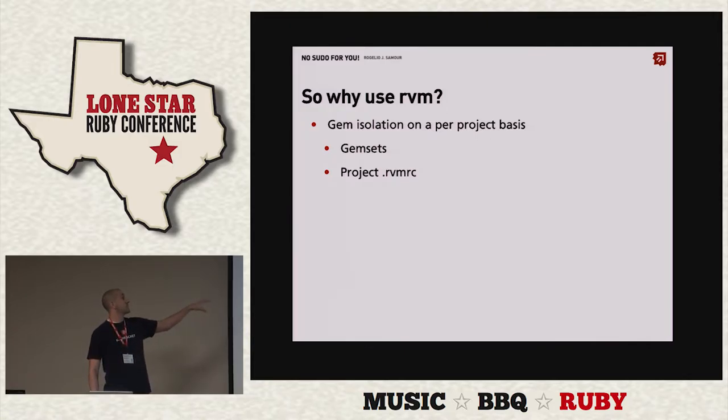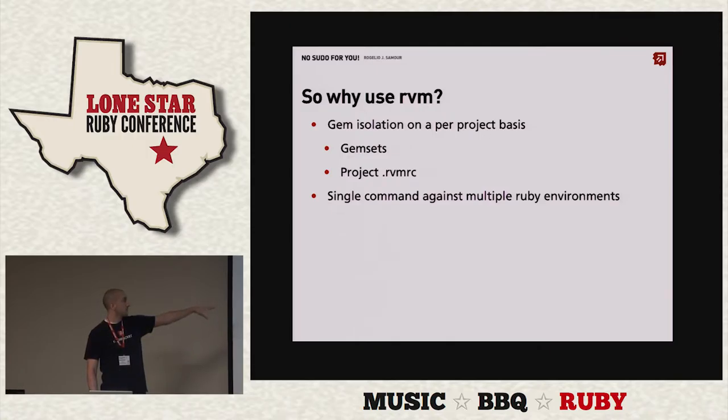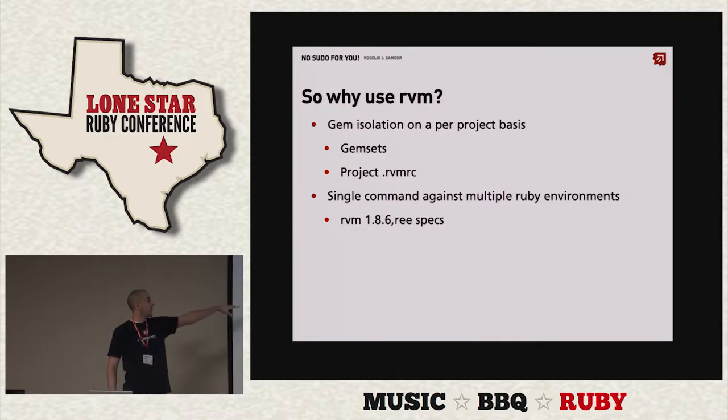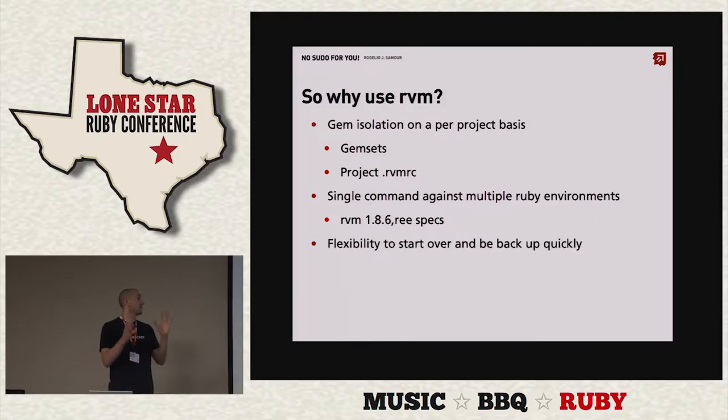You can have a per project .rvmrc, and once you start developing, and I'll show you this too, a single command to run your specs against. So you can say, I want to run my tests against 1.8.6, REE, 1.9.2, JRuby, whatever you want. And it also gives you the flexibility to say, oops, I messed up, I'm going to start over, and with the help of gemsets and Bundler, I think you're back up and running in 5 seconds.